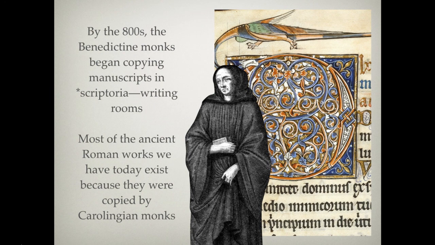Now, by the 800s, the Benedictine monks began copying manuscripts in what were known as scriptoria, which were writing rooms. These monks would sit at desks and copy books, and it took years to copy one book. In fact, to copy the Bible, you would copy it word for word, letter by letter, and it would take somewhere around 3 years to write a copy. So if you could imagine then, books are expensive, very expensive.